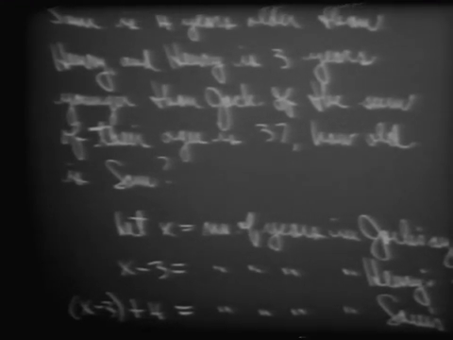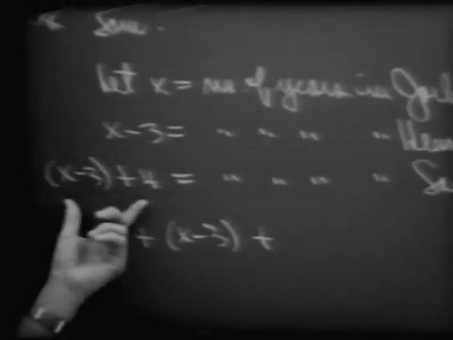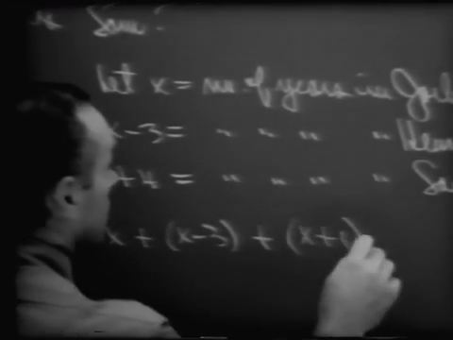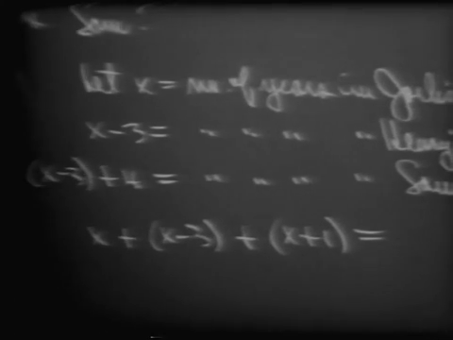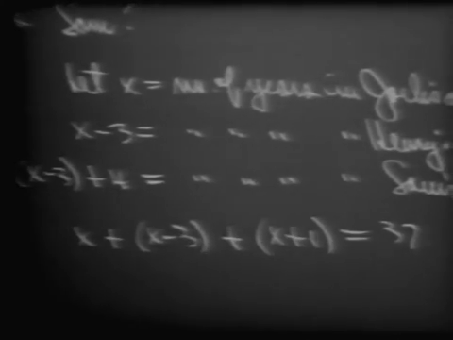Now, what is the sentence that we want to write? And who has the chip? X plus X minus 3. All right, X plus X minus 3 plus, well, let's write a simpler name for X minus 3 plus 4, which is X plus 1. Right here, I think we can write that. And, of course, the sum of their ages, we are told, is 37. And so there's our sentence, right? You say, oh, that's pretty easy.